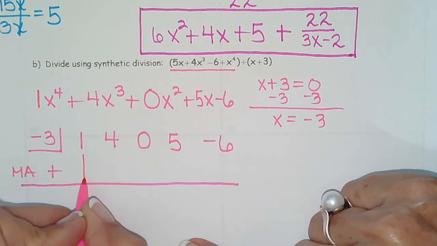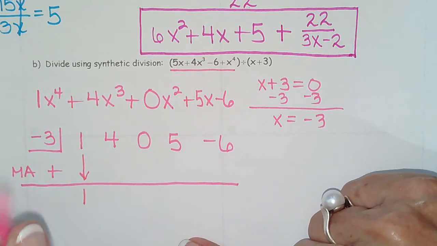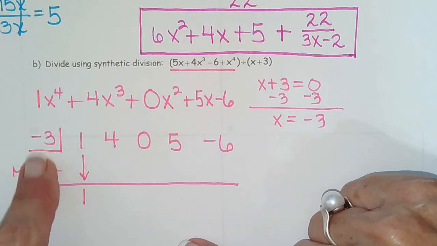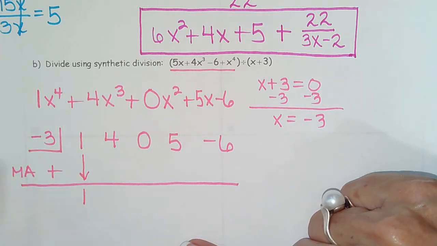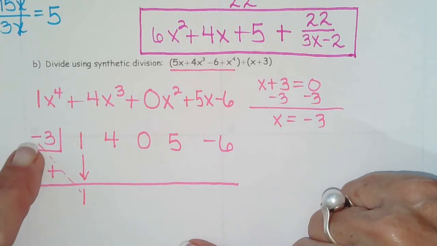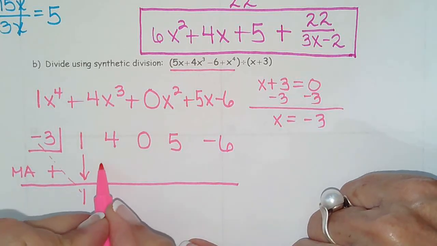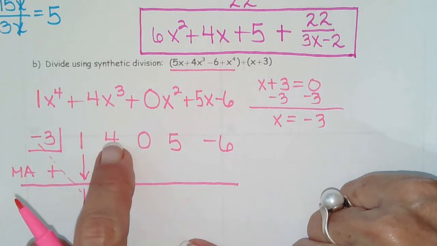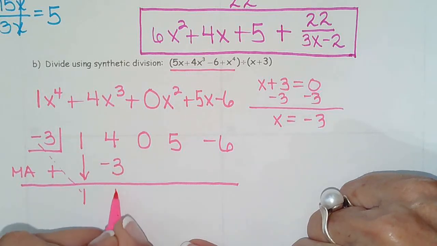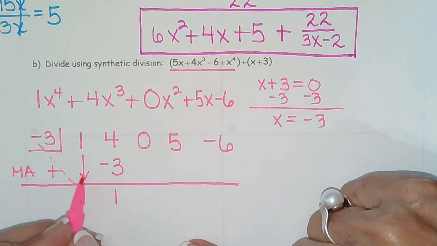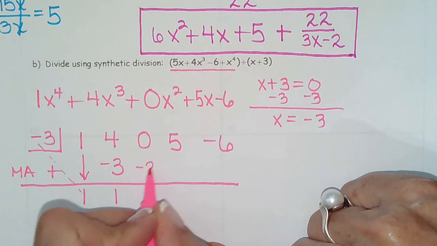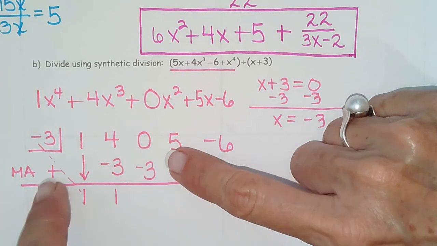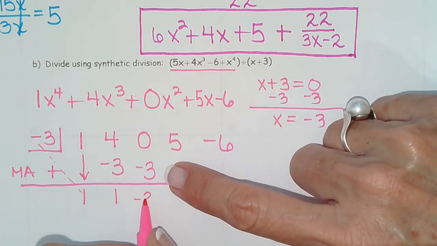So we start synthetic by dropping the first coefficient, and that's why we keep this in the box, so you don't accidentally drop it. So then we're going to multiply on the diagonal, so negative 3 times 1, and it goes under your next term. Then we add. So we just multiplied. Now we add. 4 plus negative 3 is 1. Then we multiply on the diagonal, negative 3. Then we add. 0 plus negative 3 is negative 3.